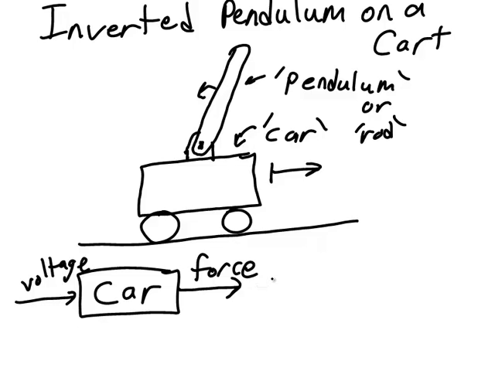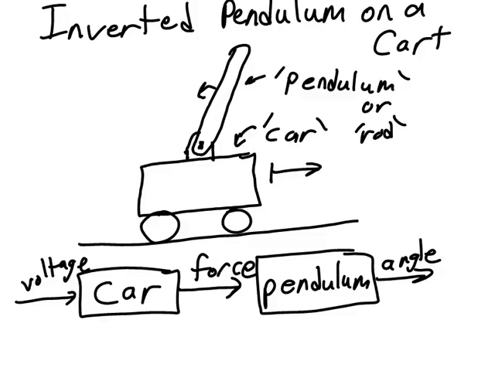Now the pendulum itself takes the force applied to its bottom from the car, and it converts that into an angle. The goal of this whole system is to figure out what kind of a voltage we can apply to the car in order to prevent the pendulum from tipping over. In other words, we want this car to balance the pendulum.